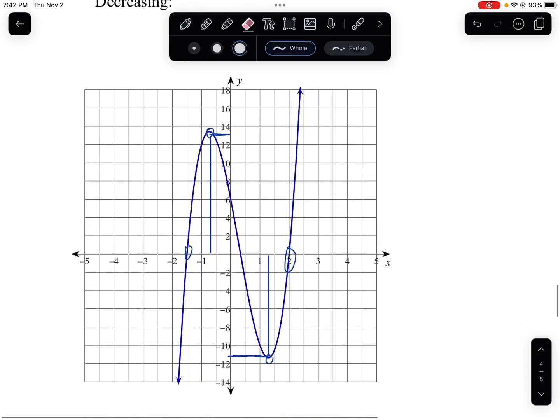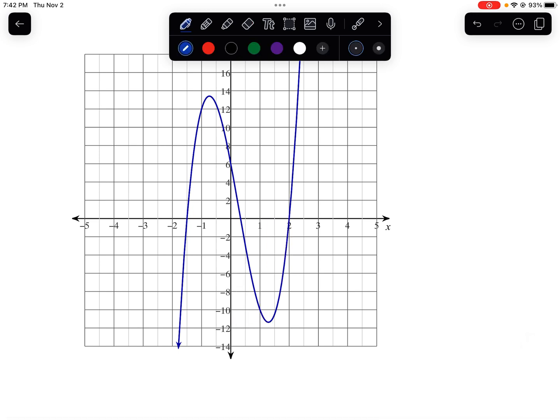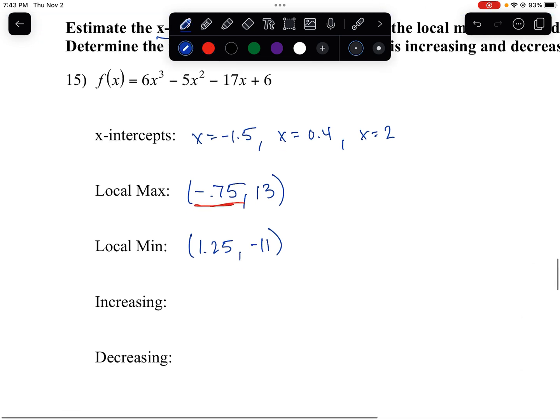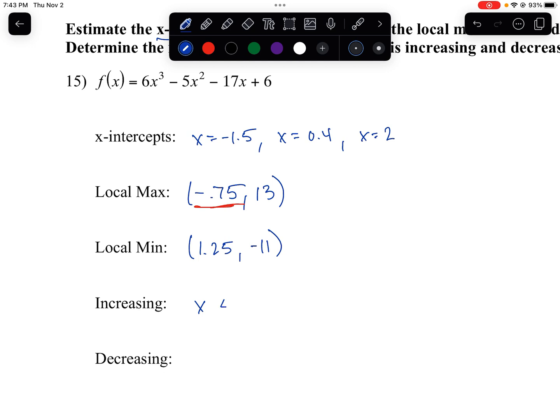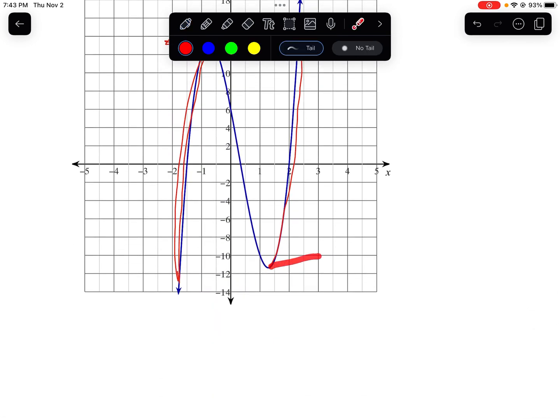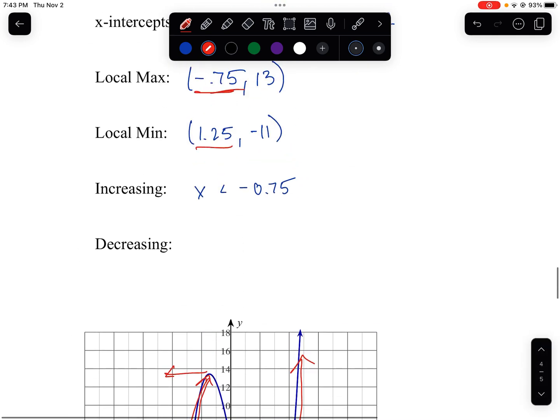Increasing. So for increasing, it looks like it's increasing here and here. So that looks like it's going to be to the left of this point right here. So it's increasing to the left of whatever x value I stated for my maximum. So I'm going to say x is less than negative 0.75. The other interval of increasing happens to the right at this point right here. So that's going to be to the right of the value of my minimum, which was right here. So I'll say x is greater than 1.25.